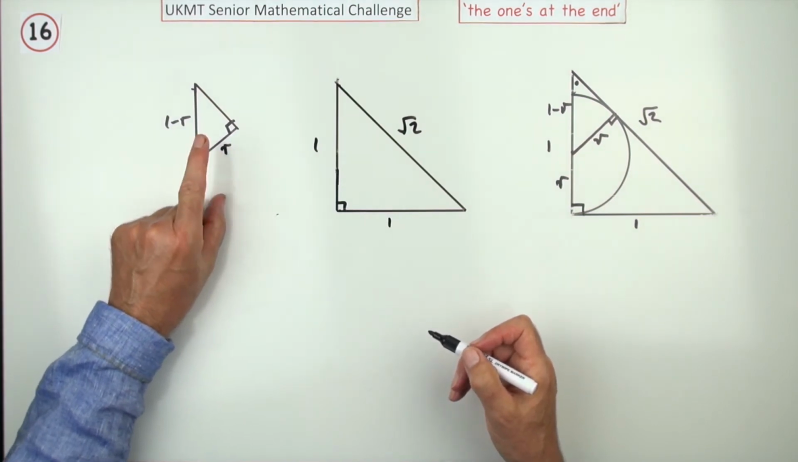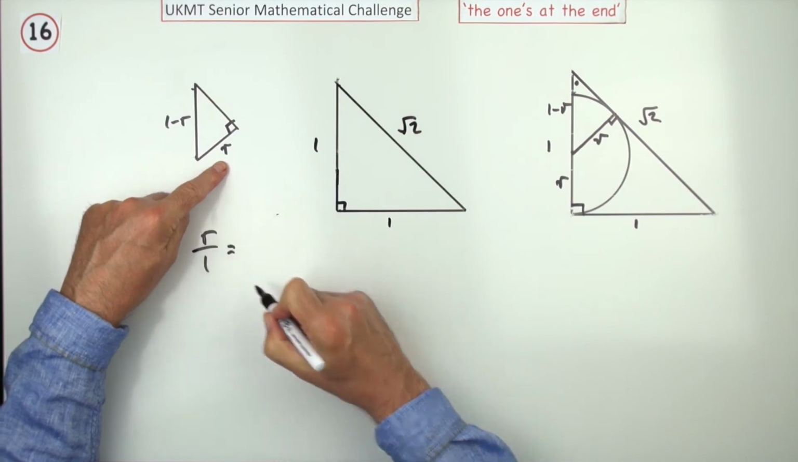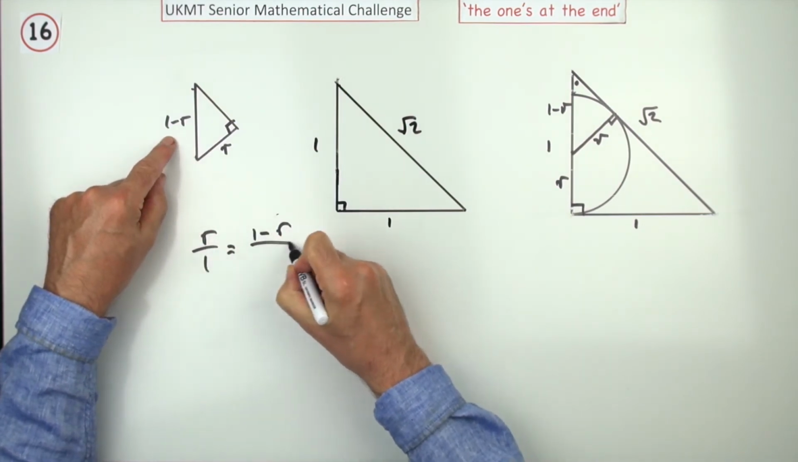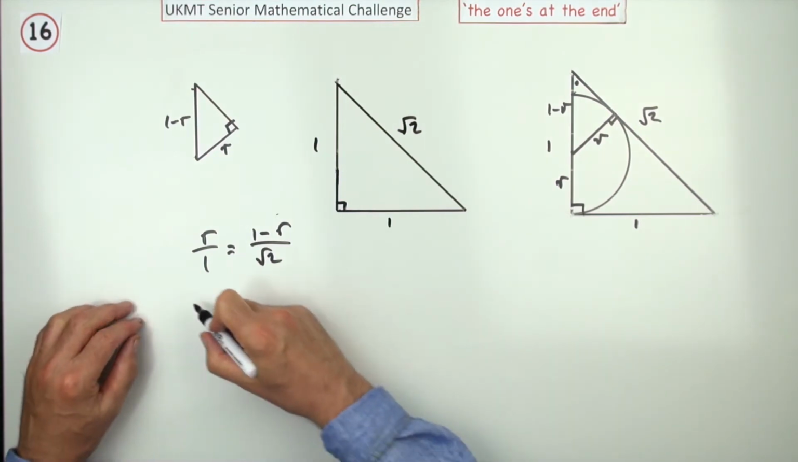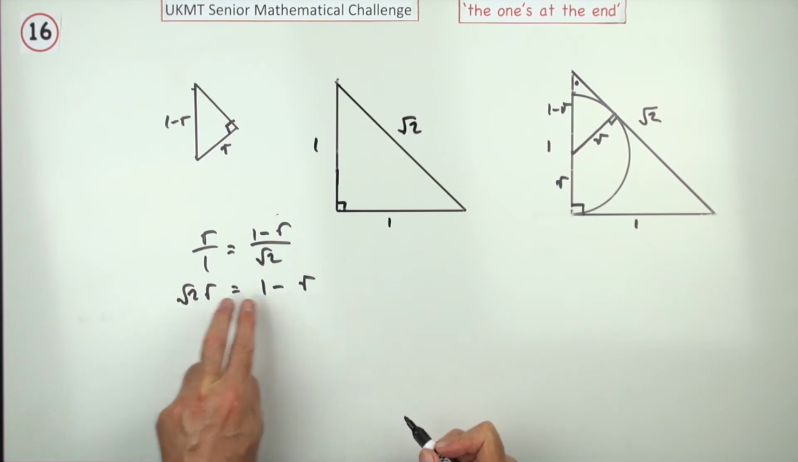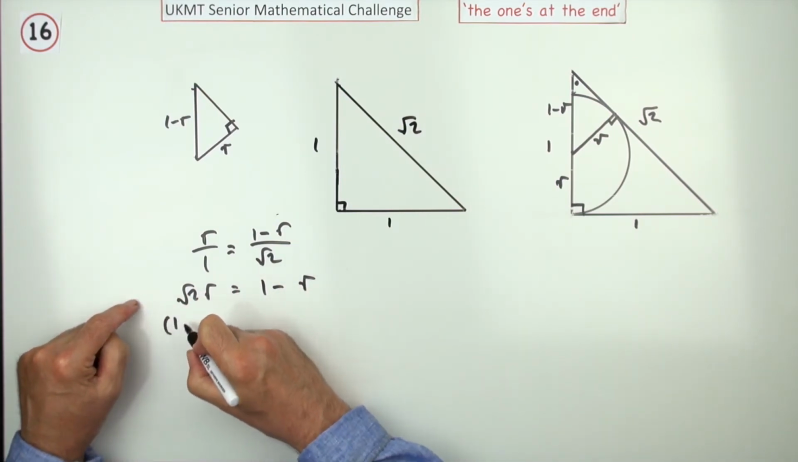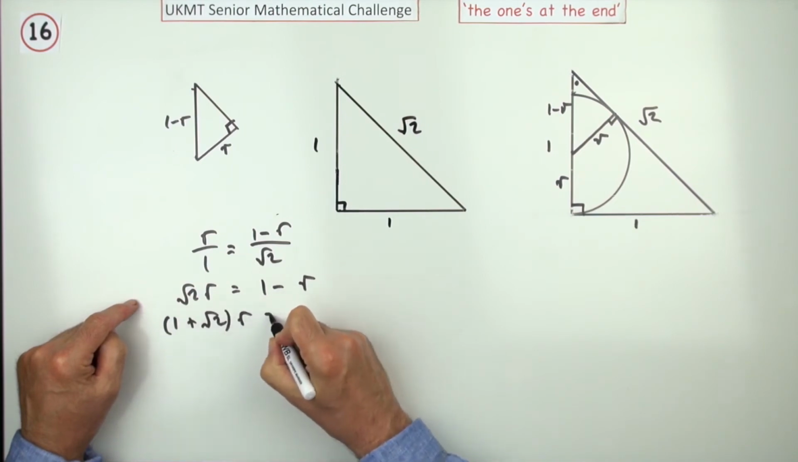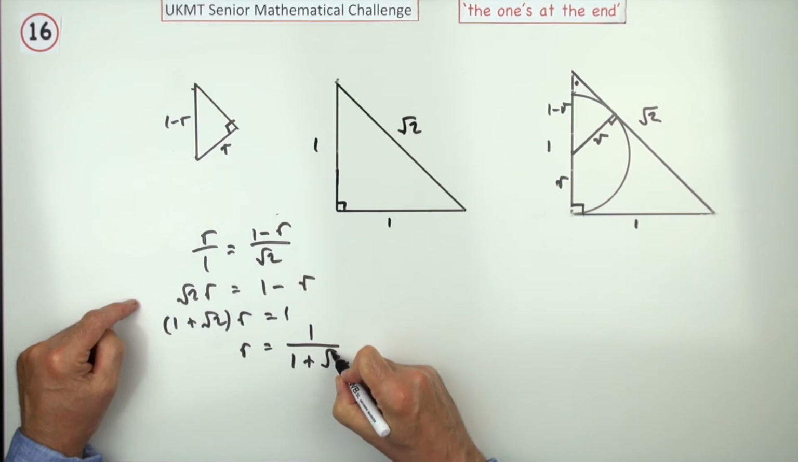Ratio of corresponding sides. r corresponds to 1, so r over 1 is the same as 1 minus r, the hypotenuse, over root 2. And then sort that out, and there's the answer. So root 2 r is 1 minus r. Take this across, so it'll be plus r. So that's plus another 1 lot of r, so it's 1 plus root 2 r equals 1. So r equals 1 over 1 plus root 2.